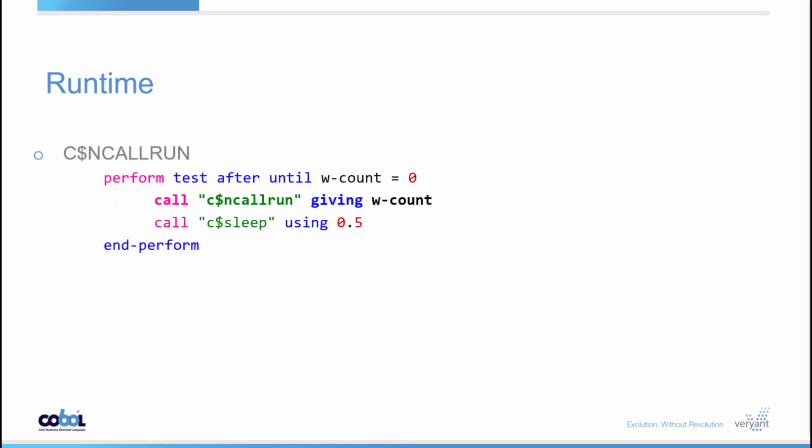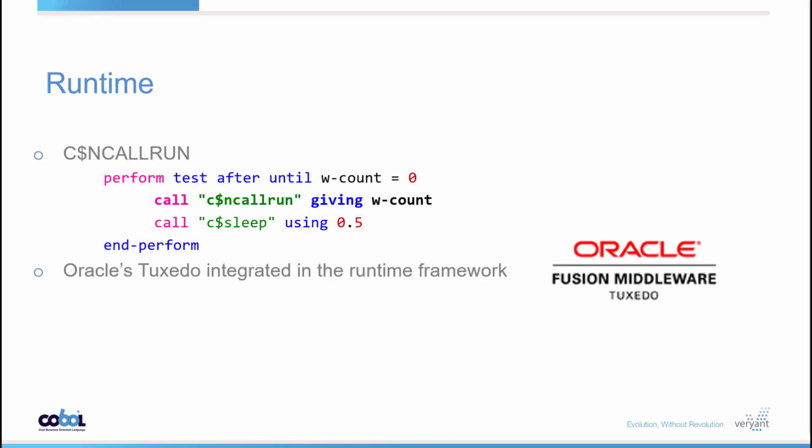A new routine, C$CALLRUN, looks for programs launched with call run that are still running, so you can wait for all threads to stop before exiting.